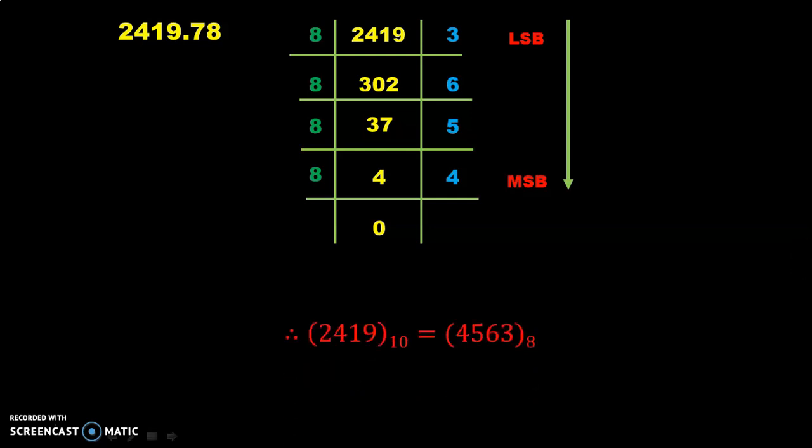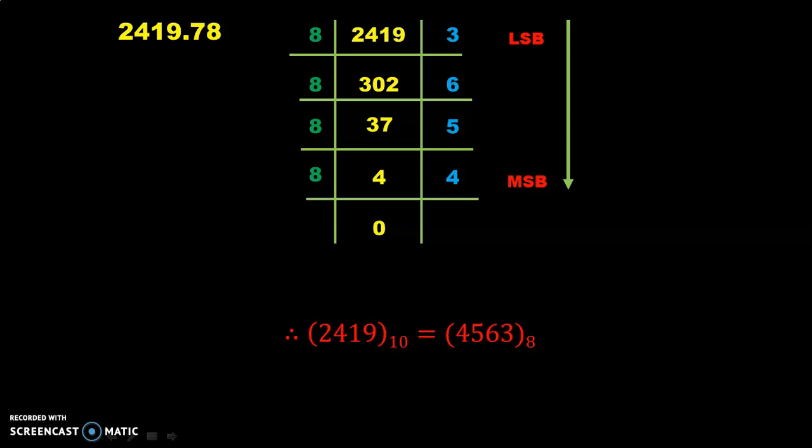So the integer part of the decimal number, that is 2419, we have converted into the equivalent octal number, and that is 4563. 4 is the most significant bit we can observe at this stage, and 3 is the LSB. So 3654, we know how to write this number. And in the decimal number we have a mixed number. So 2419, that was the integer number, we have converted into the equivalent octal number.